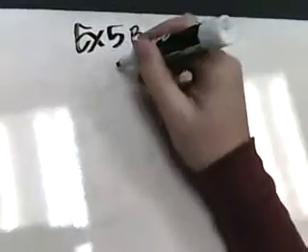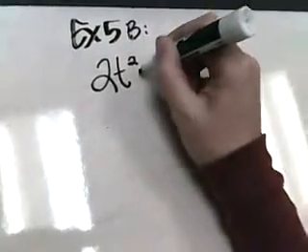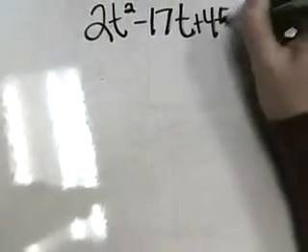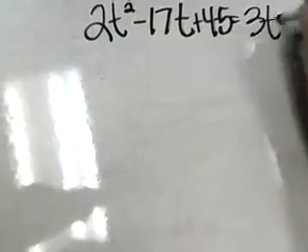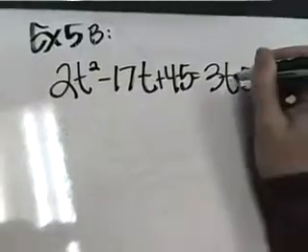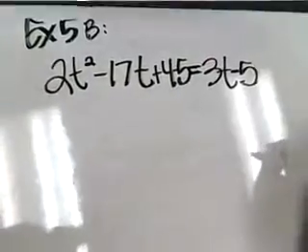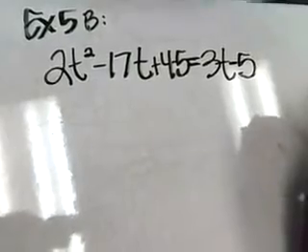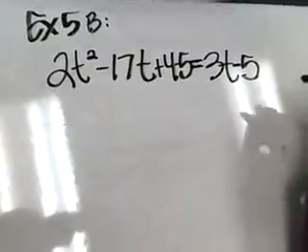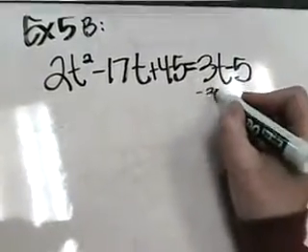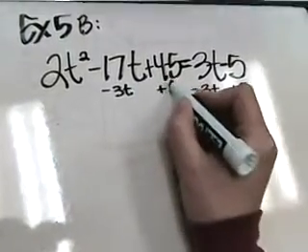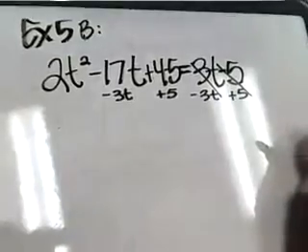Part B says 2t squared minus 17t plus 45 equals 3t minus 5. And I know I have to solve to factor, and I know I have an equal sign here, so that tells me I have to solve. So the first thing, remember, we said on our last one is it has to be equal to 0 before I can start factoring. So I need to get everything on one side. So I'm going to subtract this guy over and add him to his like terms.